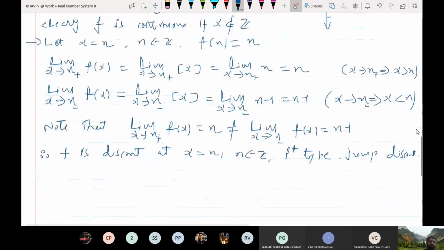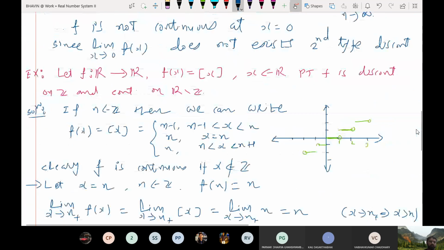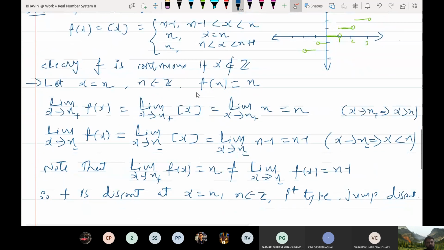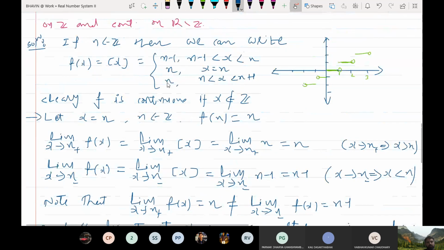So now let's take another example. This is a very important example. Though it is very small, it has its own importance. So keep this definition in your mind. If n belongs to Z, then the bracket function can be interpreted in this way.